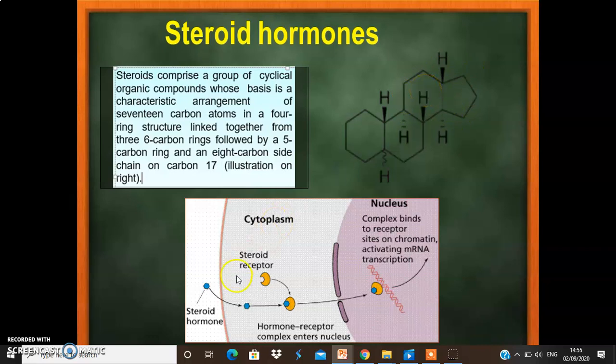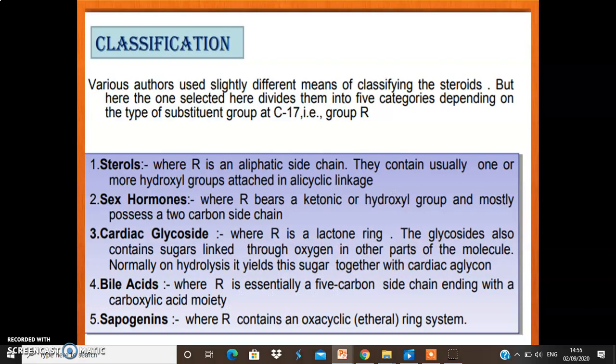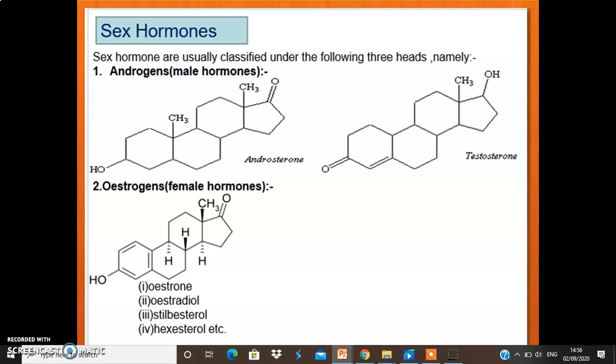The steroid hormone generally combines with the steroid receptor, and the complex enters the nucleus and combines with sites on the chromatin, activating mRNA transcription. Classification: generally these are classified as sterols, sex hormones, cardiac glycosides, bile acids, and sapogenins. Out of these, sex hormones are important from the syllabus point of view.